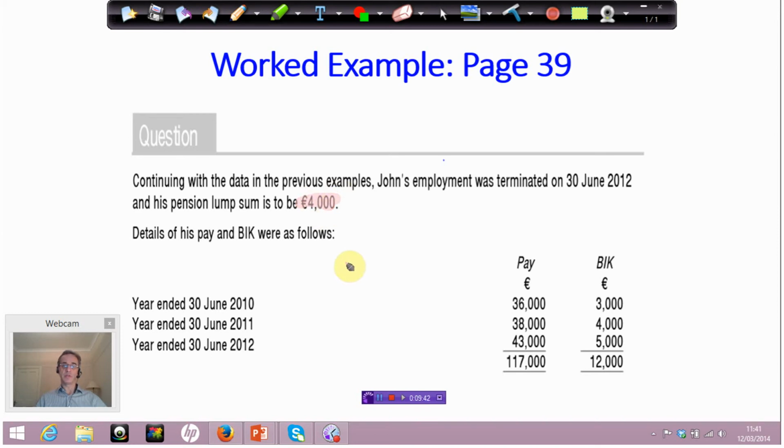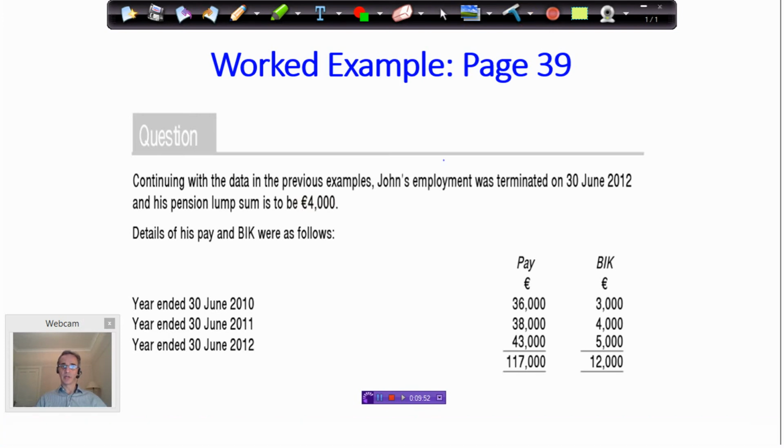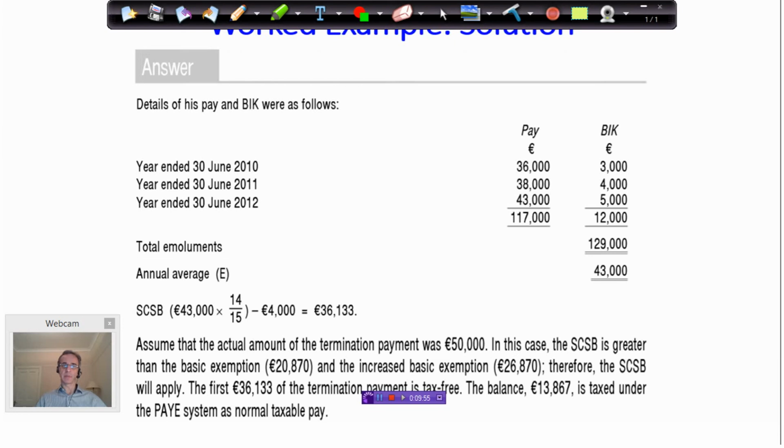So really what we need to do is slot the correct numbers into the formula that we were looking at earlier on. Okay, so in terms of the answer to this question, just on the next page, you'll see that what we had to do is calculate the average annual emoluments, pay and benefits in kind, given the information that we had.